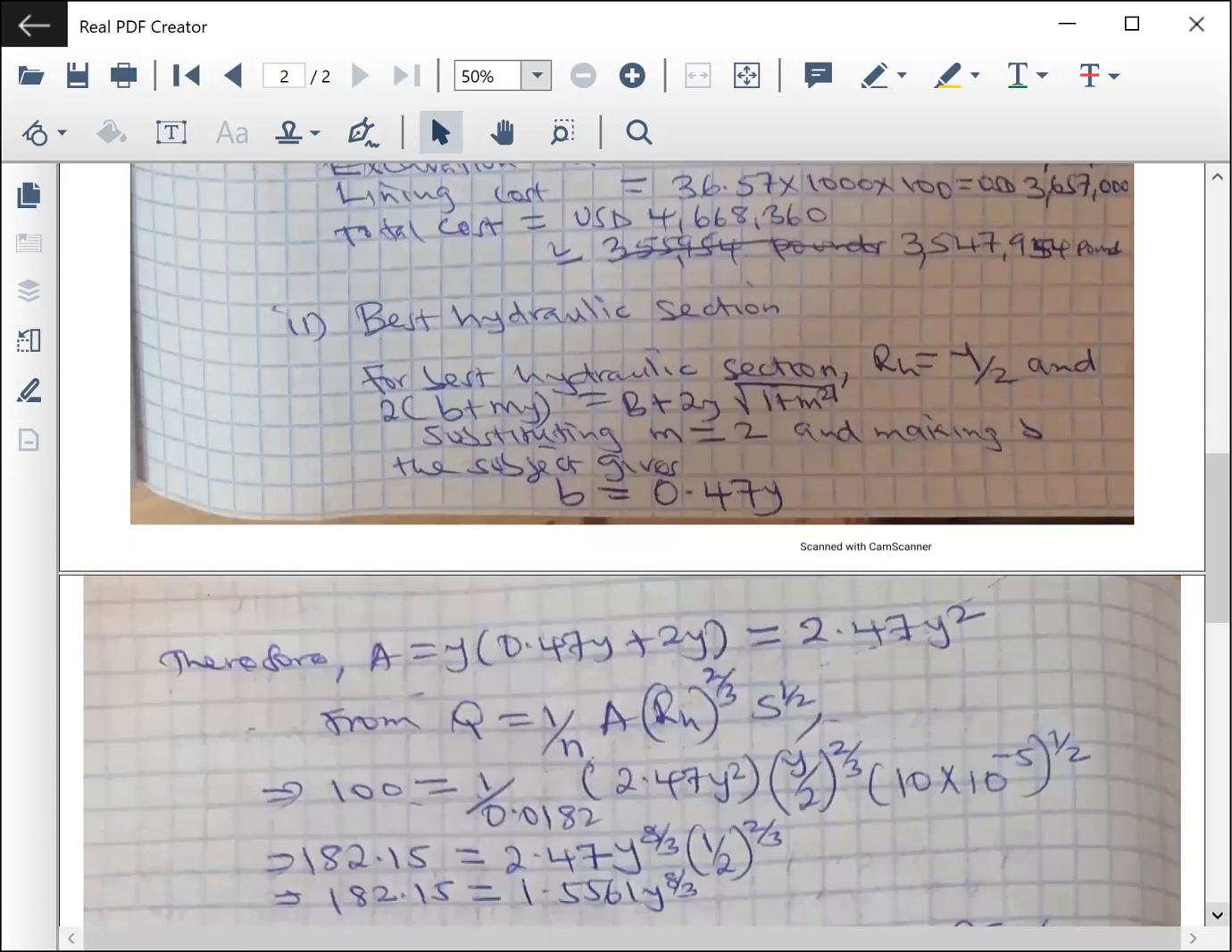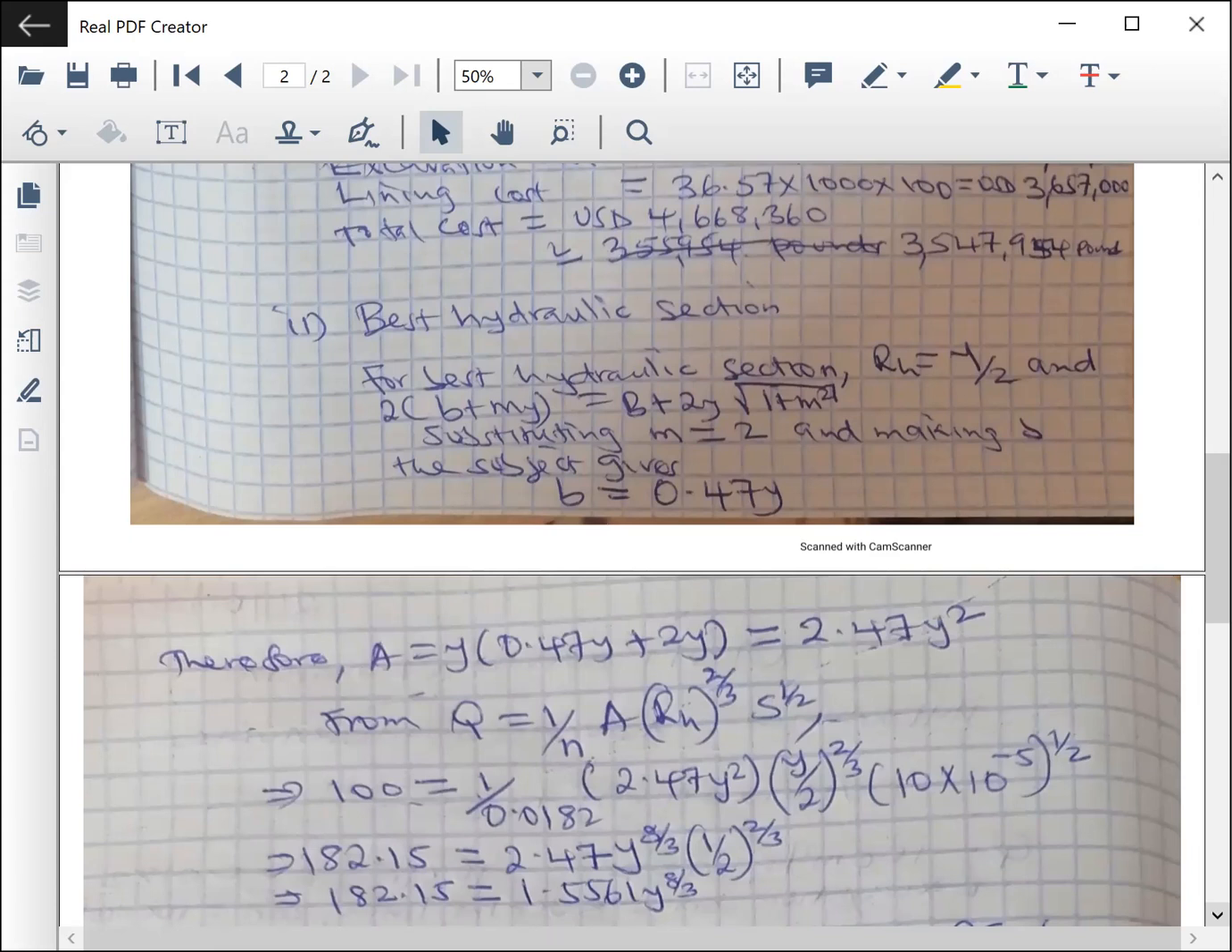Now, case 2, we look at the best hydraulic section. Remember, for the best hydraulic section, you need to note the following. The value of hydraulic radius is equivalent to depth over 2. And another thing, 2 into width plus my is equivalent to b plus 2y square root of 1 plus m squared. Substituting, remember m is equivalent to 2, but making b the subject, you find our b will be equivalent to 0.47 y.